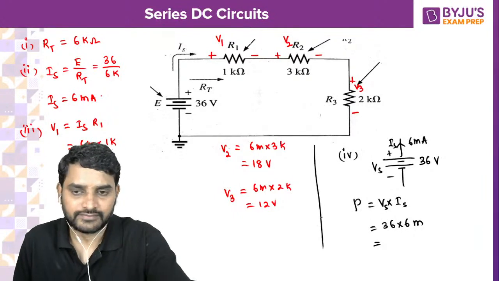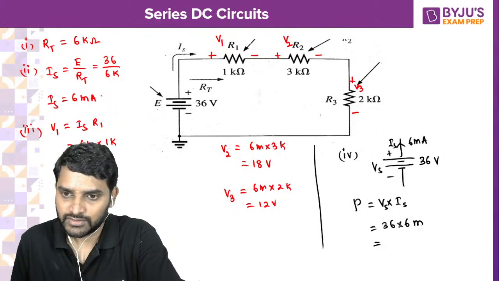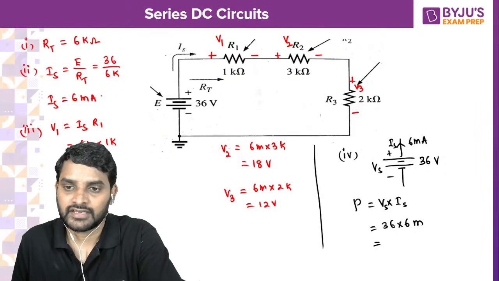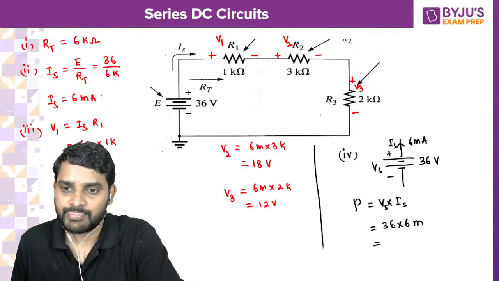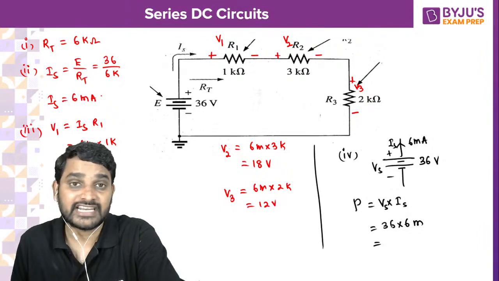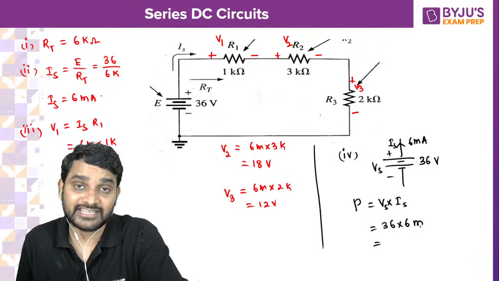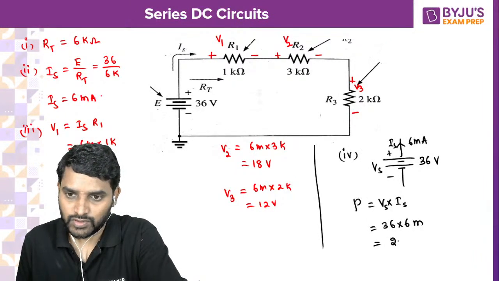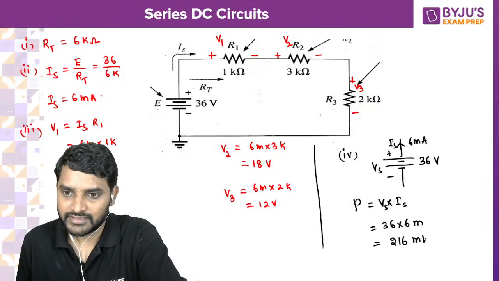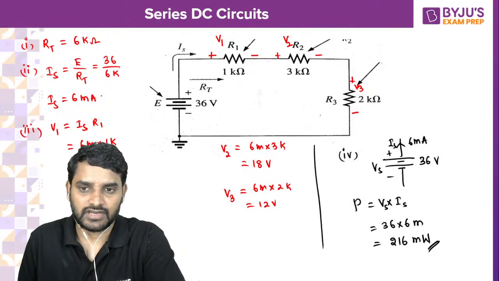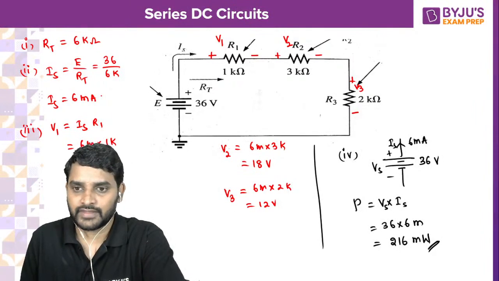3 6 are 18. So this will be 30 into 6, which is 180. So 6 into 6 will be 36. So 180 plus 36. It will be 216. Yeah, 216 milli. Do not forget this milli. 216 milliwatts. All right. Okay.